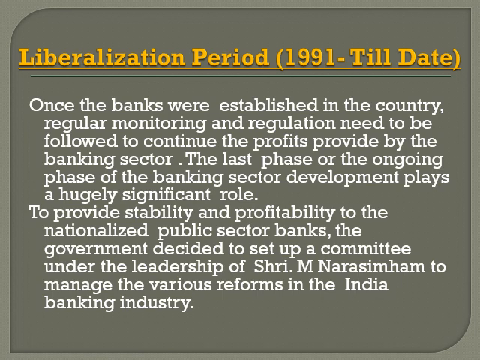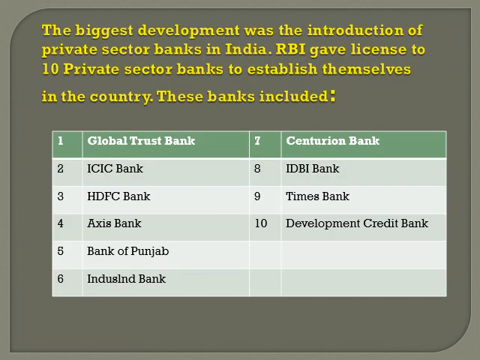The government decided to set up a committee under the leadership of Sri M.N. Narasimhan to manage the various reforms in the Indian banking industry. The biggest development was the introduction of private sector banks in India. RBI gave licenses to 10 private sector banks to establish themselves in the country. These banks included ICICI, HDFC, Axis Bank, Bank of Punjab, Industrial Bank, IDBI, Times Bank, and Development Credit Bank.